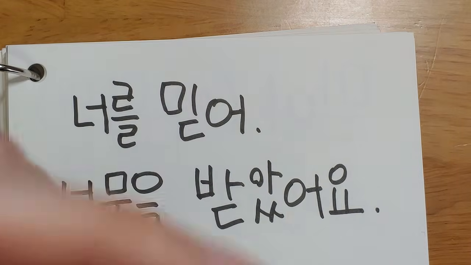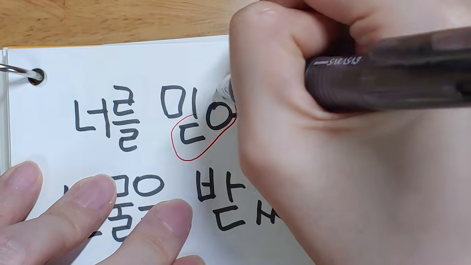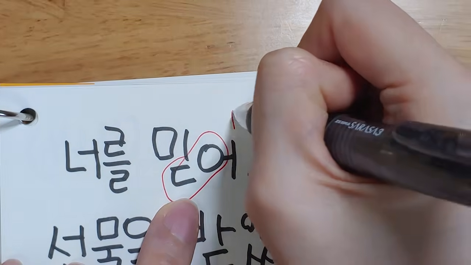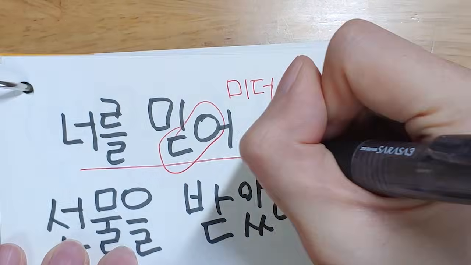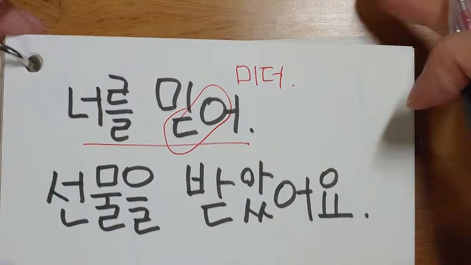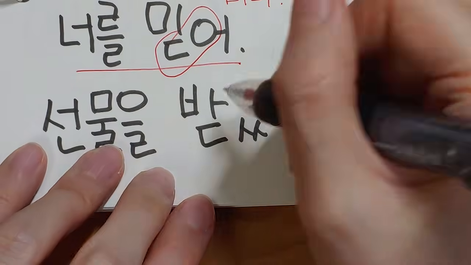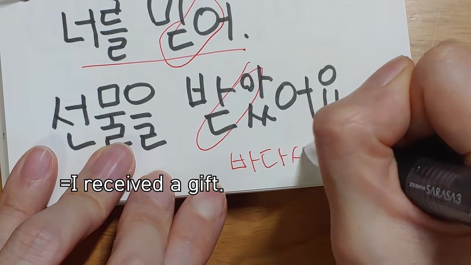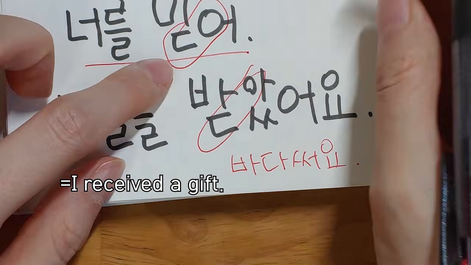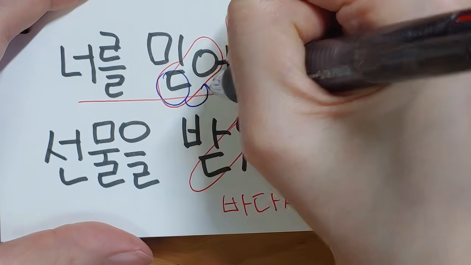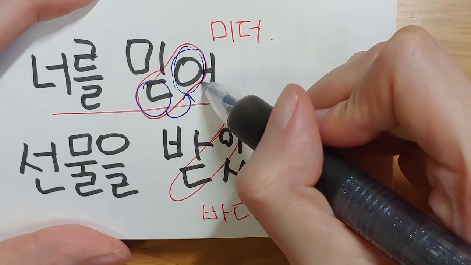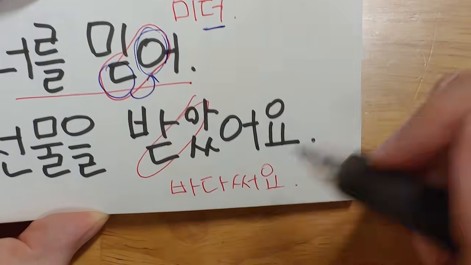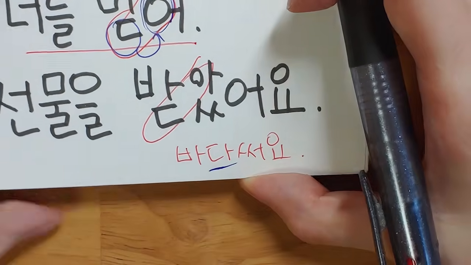So if you follow the regular rule, it should be 믿어. 너를 믿어 means I trust you or I believe you. And this one, 선물을 받았어요. So that's the regular rule. Like this 받침 sound, when combined with the next letter, it becomes the first consonant sound, right? So it sounds like 믿어 and 받았어요, right?